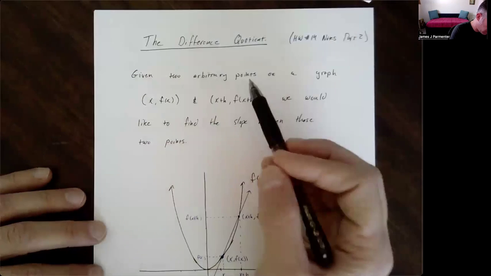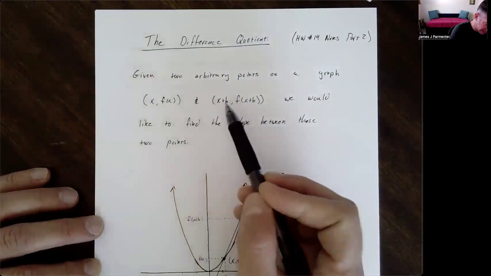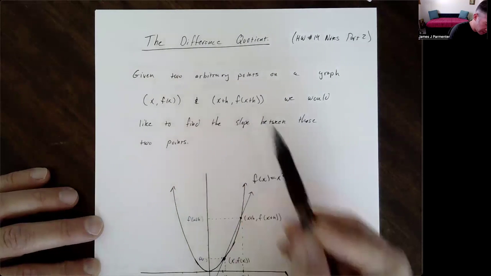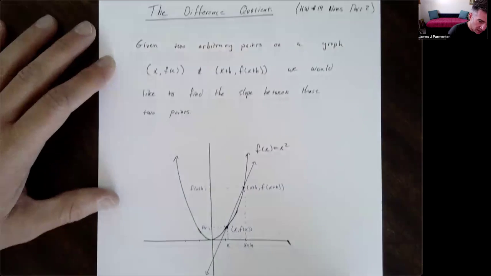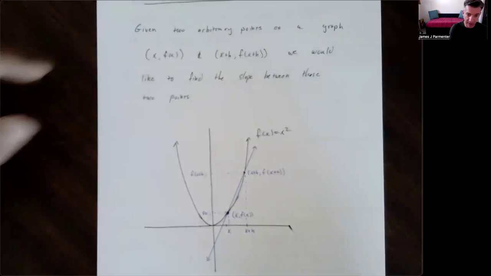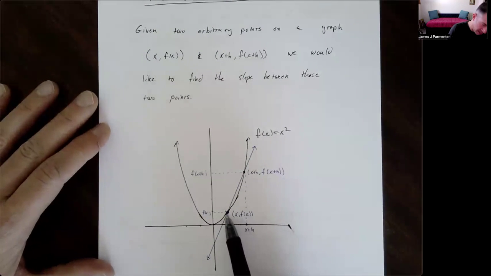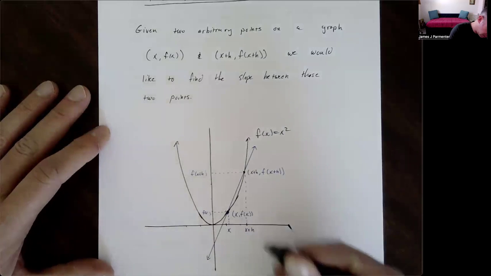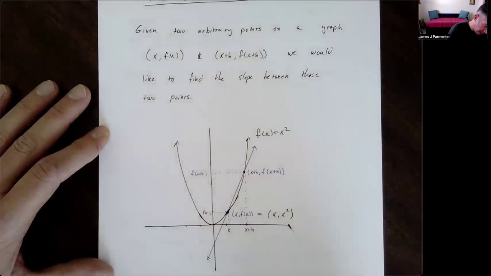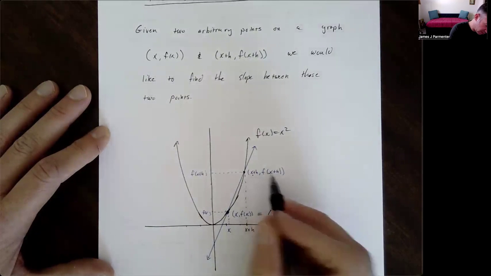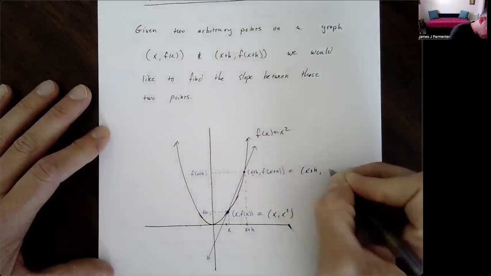Here's what we got. Given two arbitrary points on a graph, we usually call them x comma f of x and x plus h comma f of x plus h. We would like to find the slope between those 2 points. So here's an example function, f of x equal to x squared. And I've got these 2 points. I've got x comma f of x right here, which would actually be x comma x squared. And I've got x plus h comma f of x plus h, which would be x plus h comma x plus h squared.